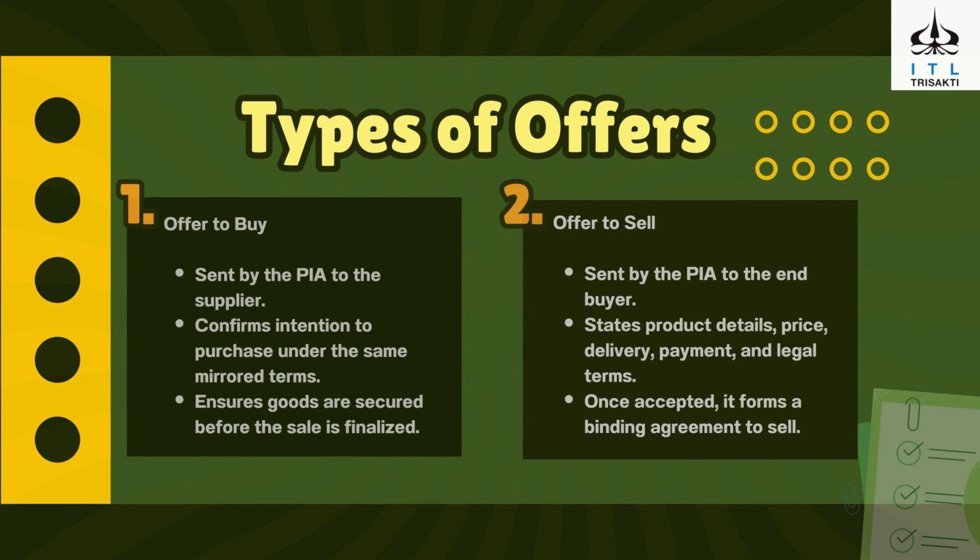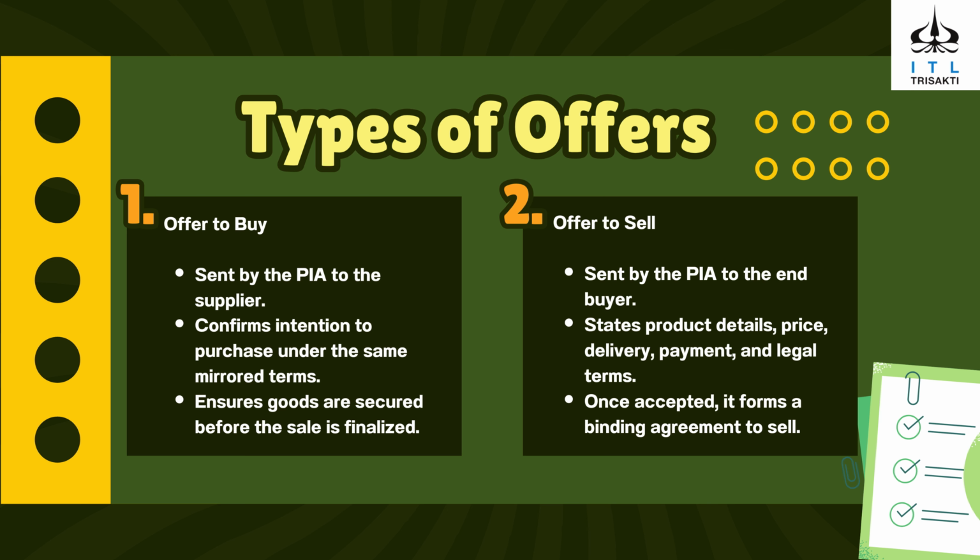There are two main types of offers. Offer to sell, sent by the peer to the end buyer. It includes product details, price, delivery, payment, and legal terms. Once accepted, it becomes a sales agreement. Offer to buy, sent by the peer to the supplier. It confirms the purchase intention under the same mirrored terms. This ensures that the goods are secured before the sale is finalized.